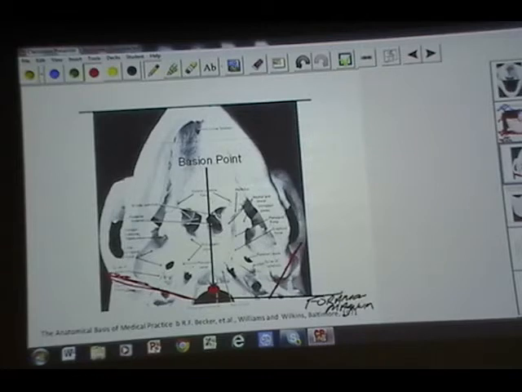And think about it, it's not just the bone that's moving, it's the muscles that are attached to the bone that are moving the bone. And if you change position of the bone, you change the relationship of the muscles.